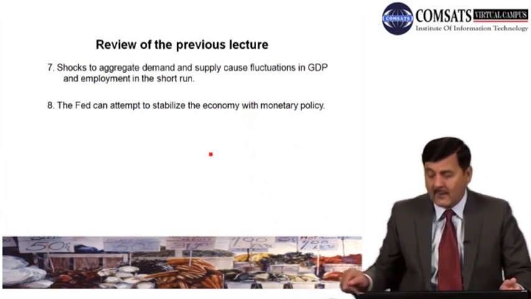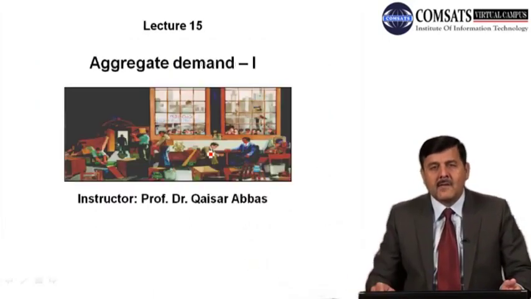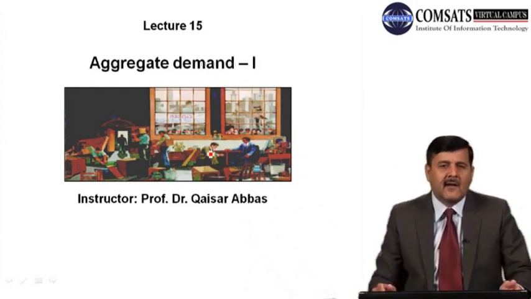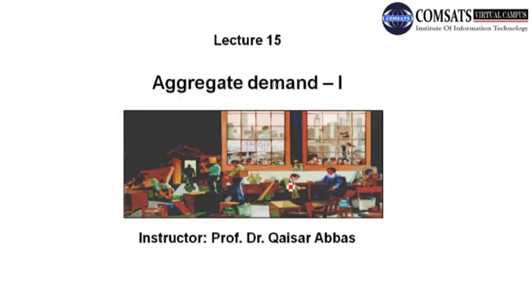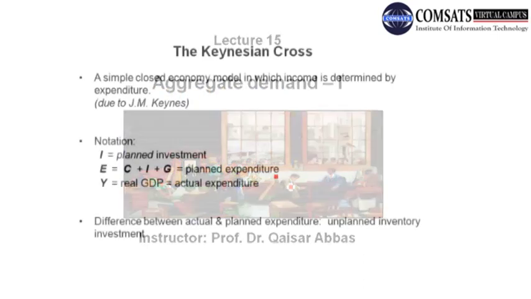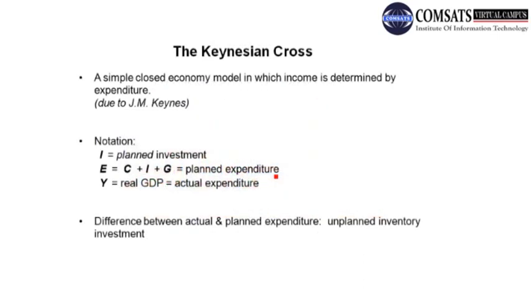We'll start today's class. Now we want to focus on aggregate demand again. If you remember, in the previous class हमने देखा कि how monetary policy can affect the aggregate demand and aggregate supply in the economy and bring equilibrium in the market. Now we would like to focus on the fact that there are some factors which can also affect aggregate demand, not only monetary policy. We are going to learn the Keynesian cross, which is quite opposite to the classical theory of economics.